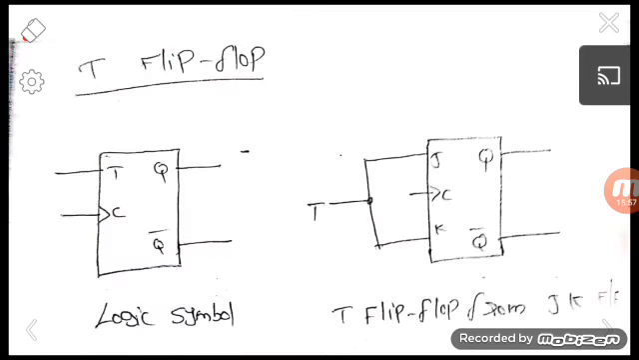And the last one is the T flip flop. T means toggle. The T flip flop has a single input and two outputs, Q and Q bar. A T flip flop can be considered as a JK flip flop having the two inputs the same. We are giving the single input to both the inputs of a JK flip flop. So a T flip flop can be considered as a JK flip flop having the same input at both inputs.